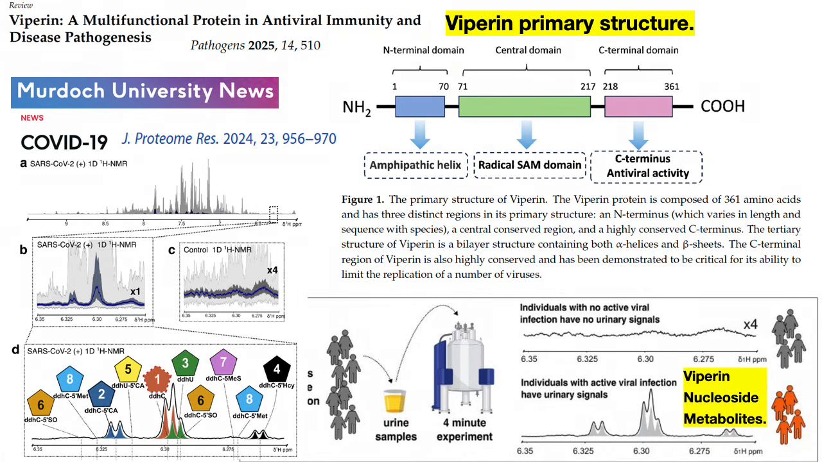And over on the left, you can see a figure from the paper. So these are NMR signals, and this is the family of nucleoside metabolites that have been generated through the enzymatic action of Viperin, an enzyme.